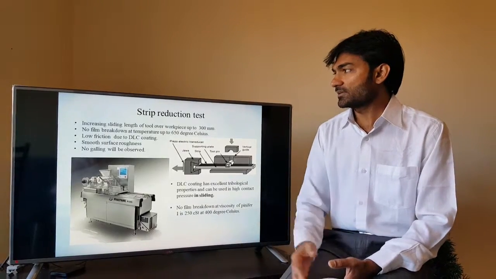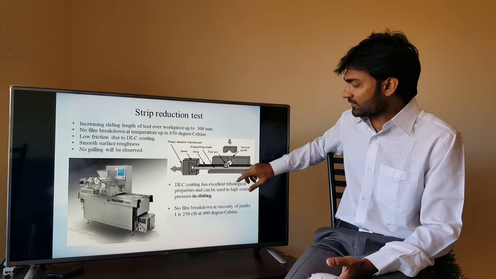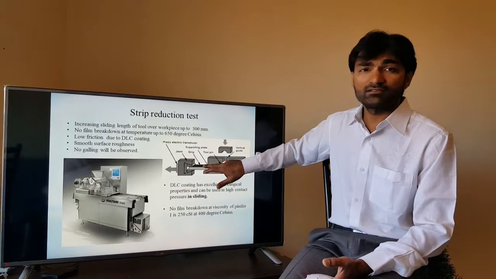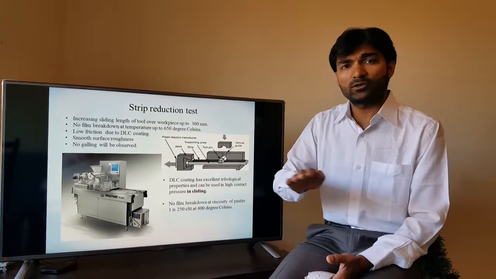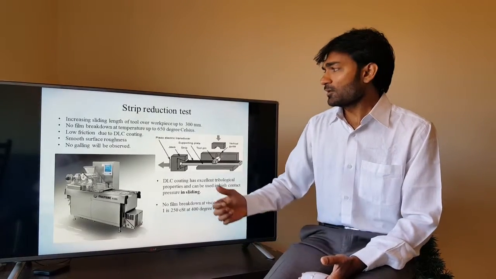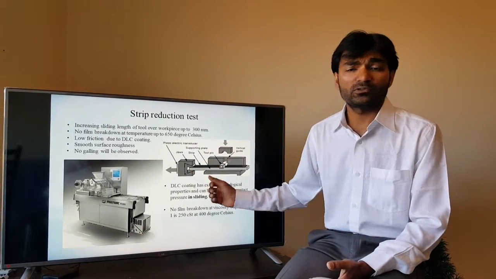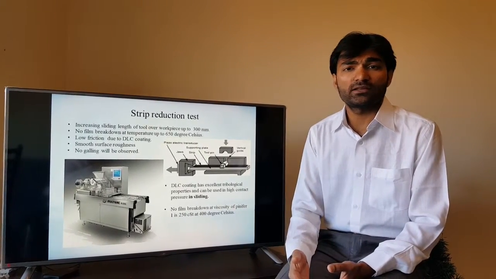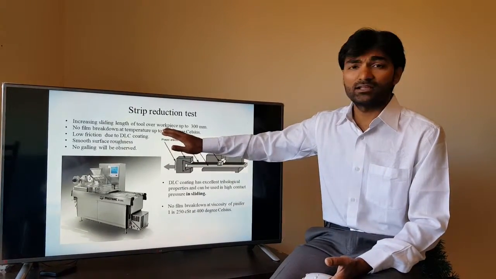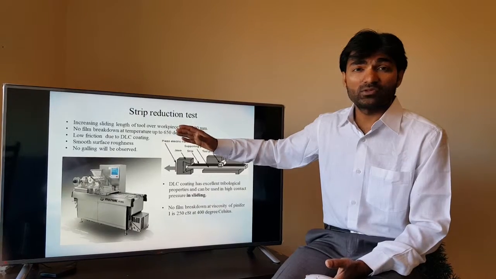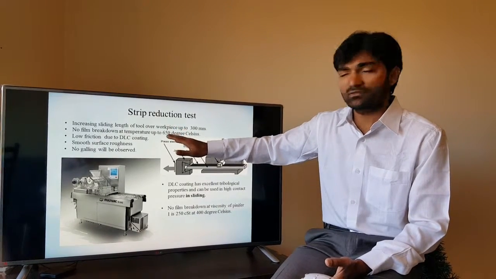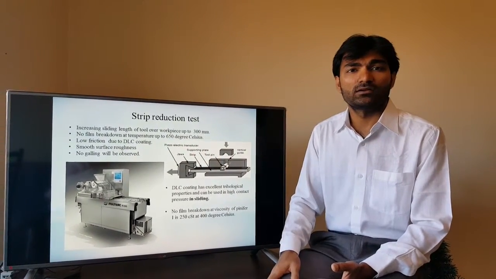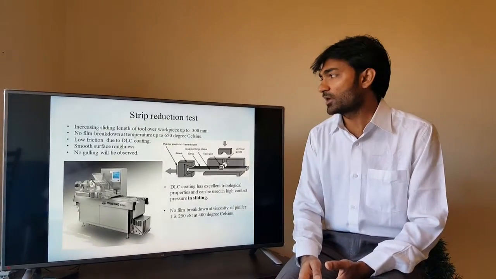The third test is the strip reduction test. The strip reduction test you can see over here has two tools, a flat base and the cutter, and there is a metal strip on the top. There is a lot of friction between the tool and the workpiece when the process is going on. The temperature of this process goes to about 650 degrees Celsius, but as the combination can withstand a temperature of up to 850 degrees Celsius, we can improve the sliding length up to 300 mm and withstand a temperature of 650 degrees Celsius. And by the combination, we can improve the surface roughness and there would be no galling.